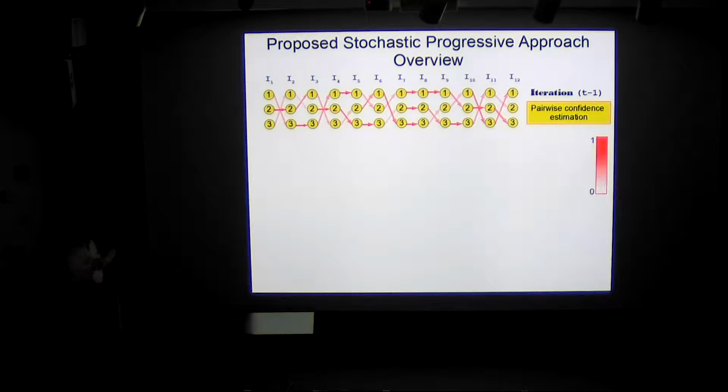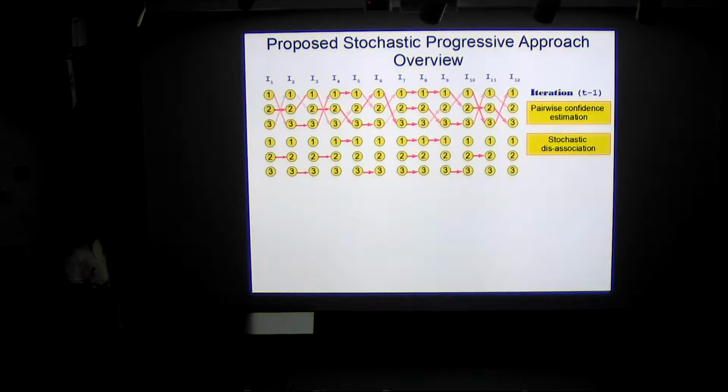We estimate a confidence for each possible association. So for each association we have, we estimate what is the level of confidence that you have that this is really correct. Now we dissociate according to the level of confidence. So the association over here is retained with the probability of confidence that you have in that association. So if you're completely confident in an association, you retain it completely. If you're completely sure it's bogus, then you will dissociate it completely. And things in between will be accordingly scaled.